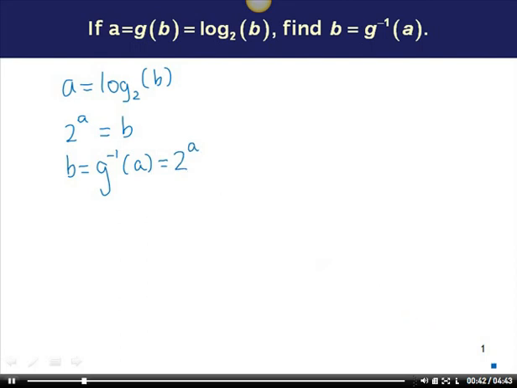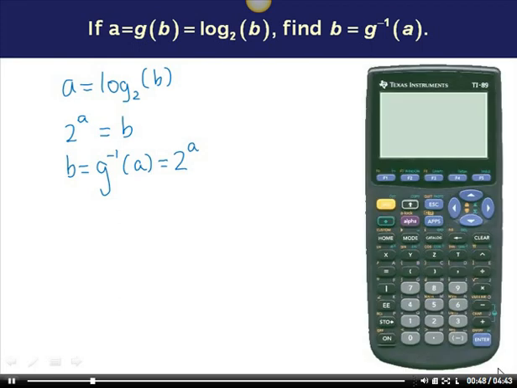We can verify that these two functions are really inverses of one another graphically. So let's pull up our graphing calculator. In the y equals menu, I'm going to plot the logarithm first. Remember, I always have to write y as a function of x on the graphing calculator. So instead of a and b, I'm going to be using y and x. Y equals log base 2 of x.